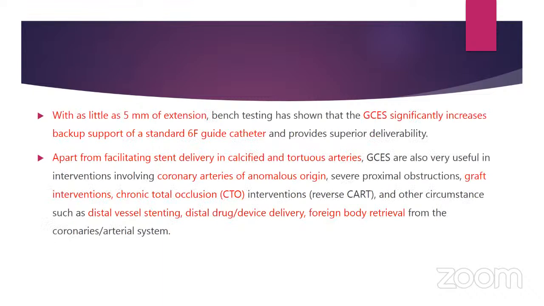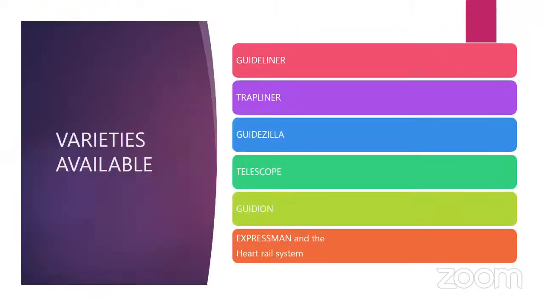With as little as 5 millimeters of extension, the guide catheter extension significantly increases the backup support of the standard 6-French guide catheter. Apart from facilitating stent delivery in calcified and tortuous arteries, they help in engaging coronary arteries of anomalous origin, in graft PCI and also in CTO PCI, and in distal vessel stenting for distal drug or device delivery, and also for foreign body retrieval.